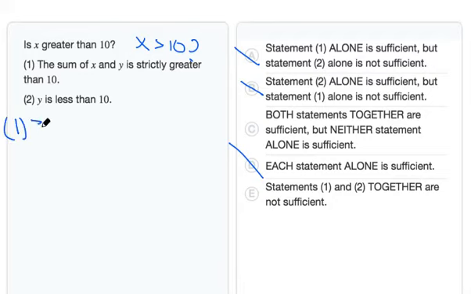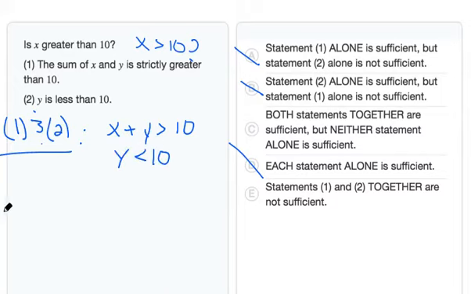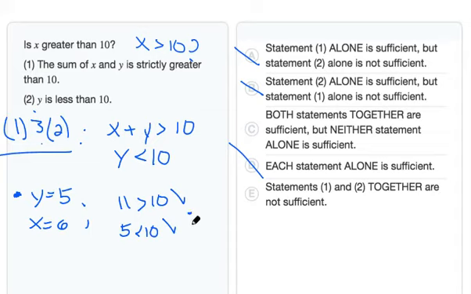Statements 1 and 2 together essentially tell us that x plus y is greater than 10 and y is less than 10. Let's look at a couple of test cases. Suppose y is equal to 5 and x is equal to 6. In this case, our first statement is satisfied. x plus y, which would be 11, is greater than 10. y is less than 10, so 5 is less than 10, that's also satisfied. But if we look at the actual question, x equal to 6 is not greater than 10. So the answer to our question here would be no in this scenario.